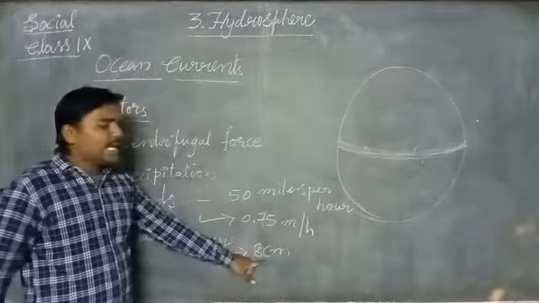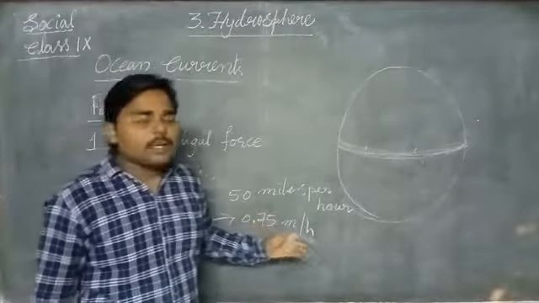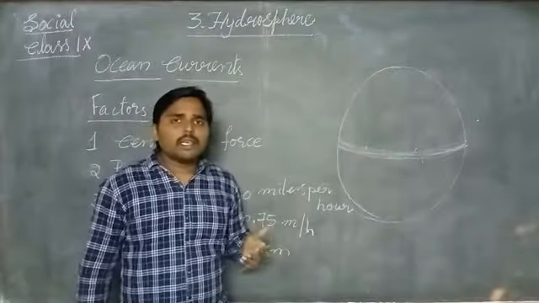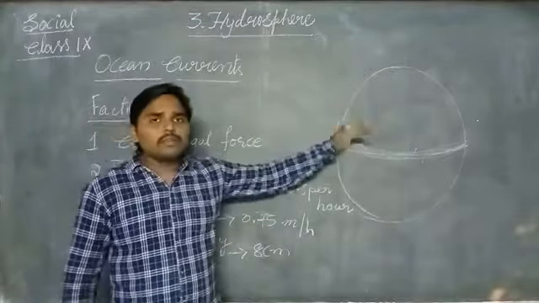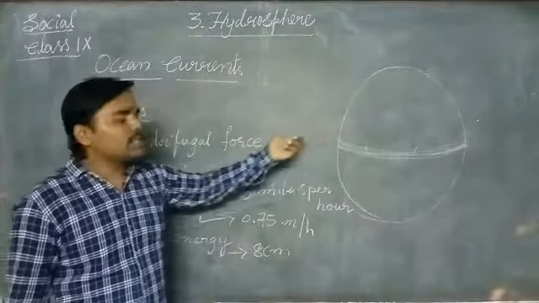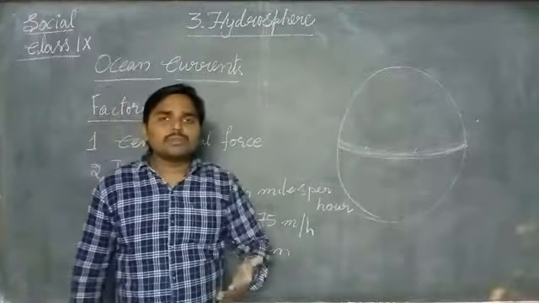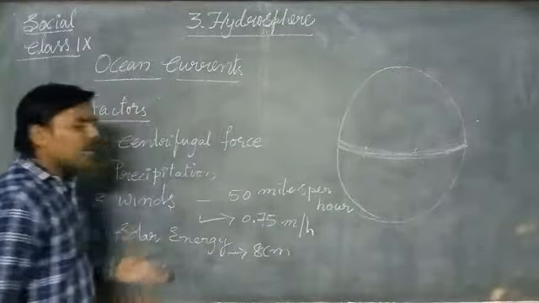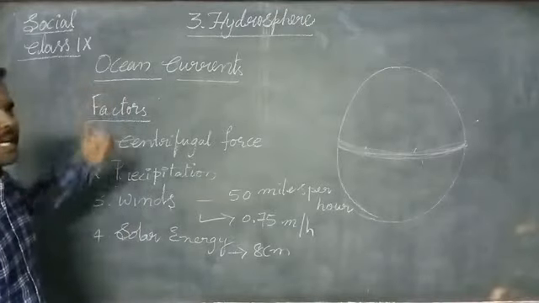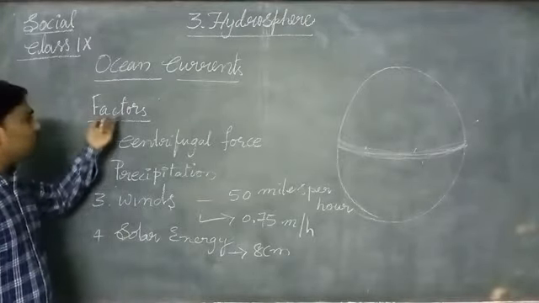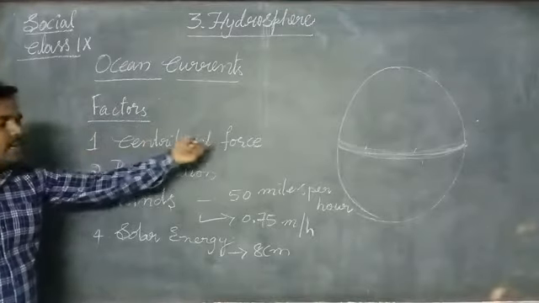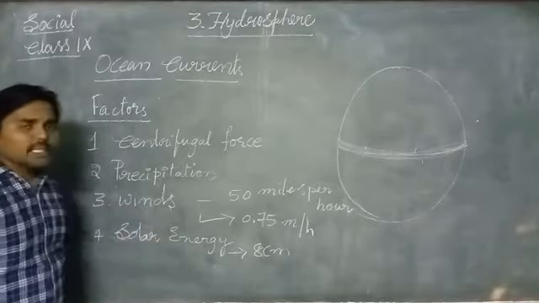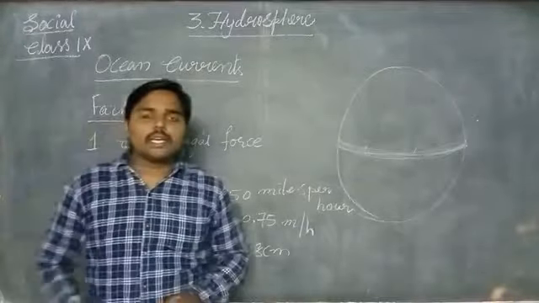Due to this expansion of water and the increase in height of the oceanic water in the equatorial region, the water forms waves in the ocean. These waves would form the oceanic currents. In this way, these four factors affect the oceanic currents. Once again, the factors are: the centrifugal force, the precipitation, the winds and solar energy. These are the four factors that are affecting the oceanic currents.